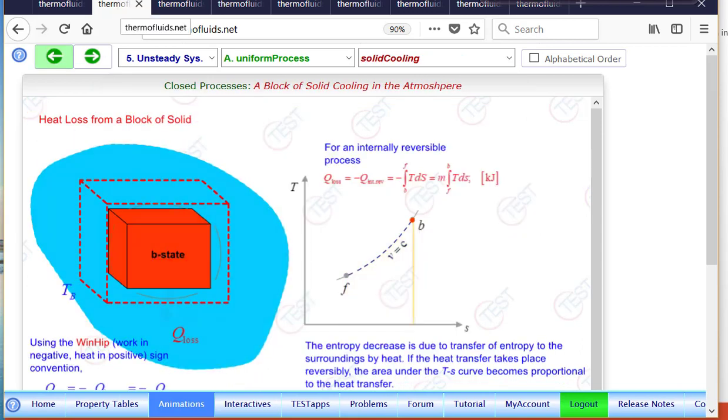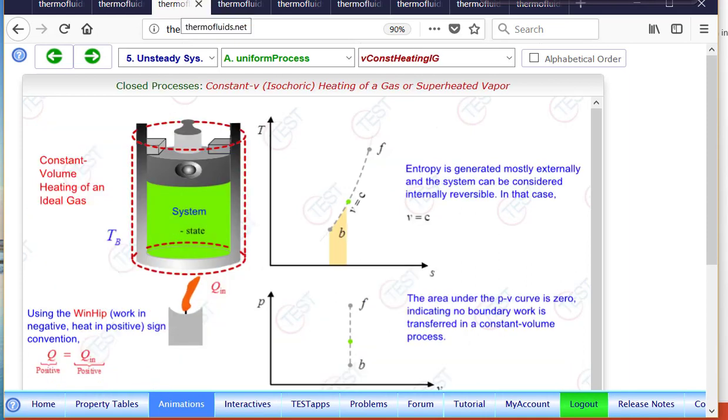As practical examples, here it shows a block of solid cooling down, starting from a beginning state to a final state, as you can see. Clearly an example of a closed process. Using the SL model probably will solve the problem. Here is another example of a constant volume heating process. The gas is being heated at constant volume. As you can see from the PV diagram, the volume remains constant. Again, it goes from a beginning state to a final state.